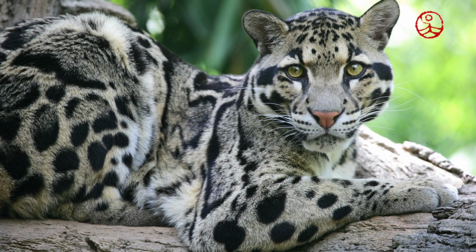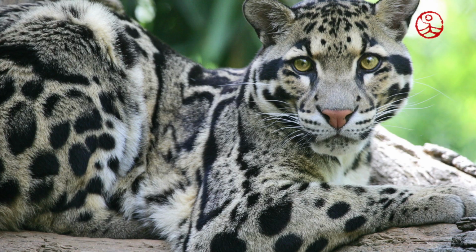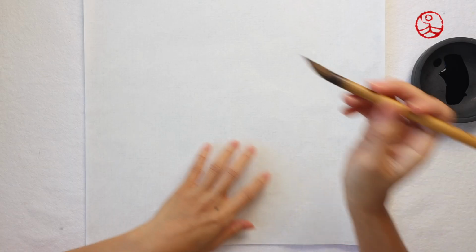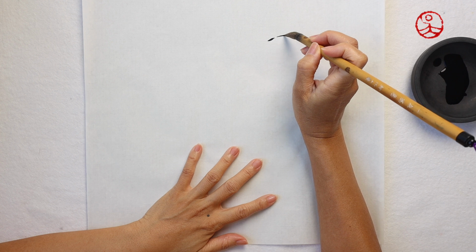Today I'm going to continue my journey on animals, and we're going to do something a bit more complicated, and it's a leopard. Let's get started. Well, it's actually a clouded leopard, which is a wildcat living in the forest from India to South China. Okay, I'm going to start with the head.